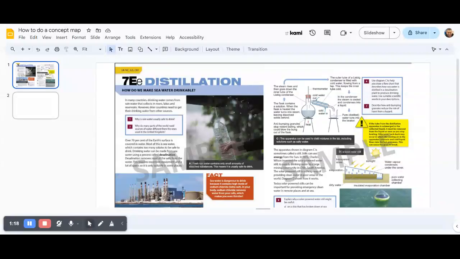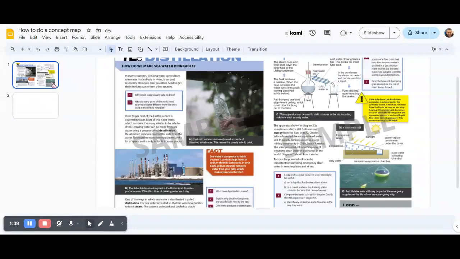So here we have a typical page from the textbook that we actually use. The topic is distillation, 7EE distillation, for those people who are accessing this from my school. So this is a year 7 topic. That's a tricky topic as well. It's distillation, not very easy to get your head around. So how do we transfer this over to a concept map?